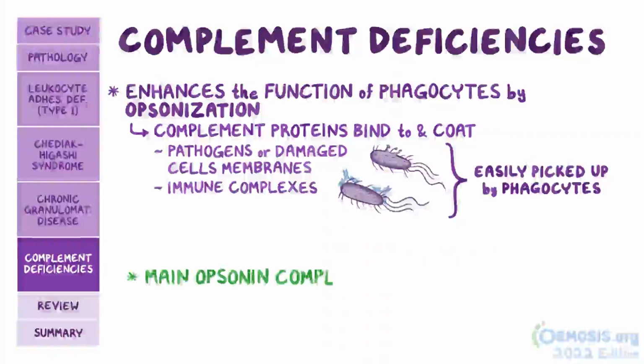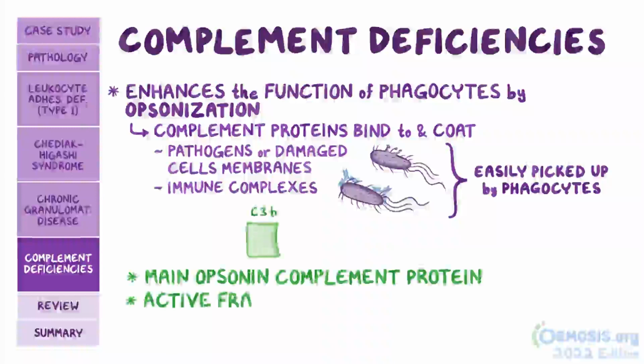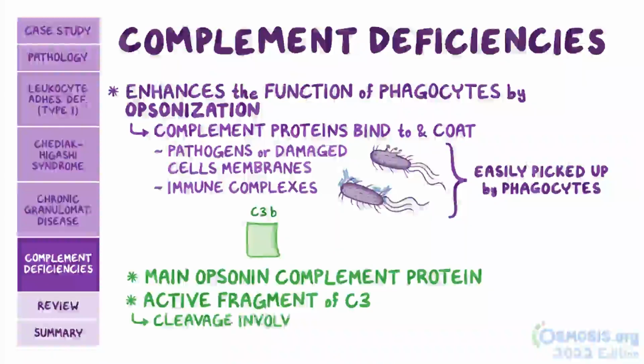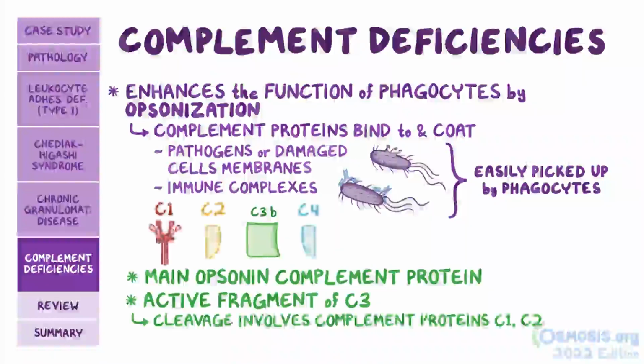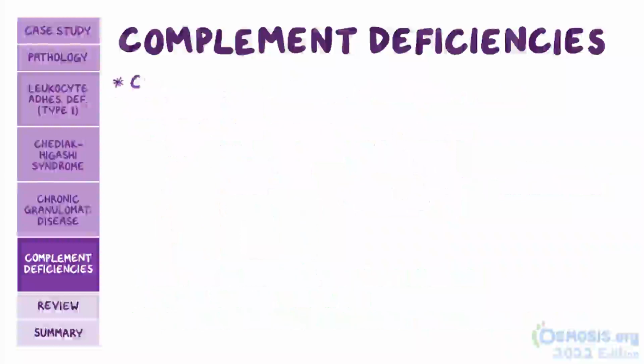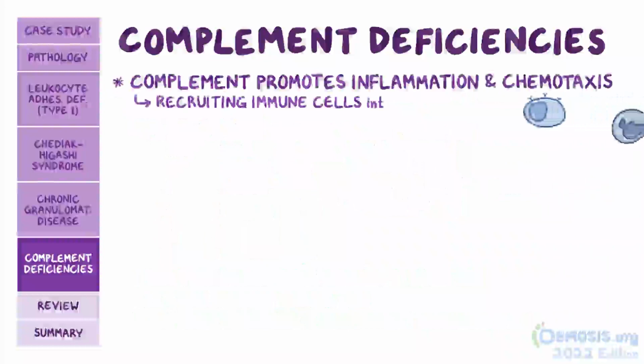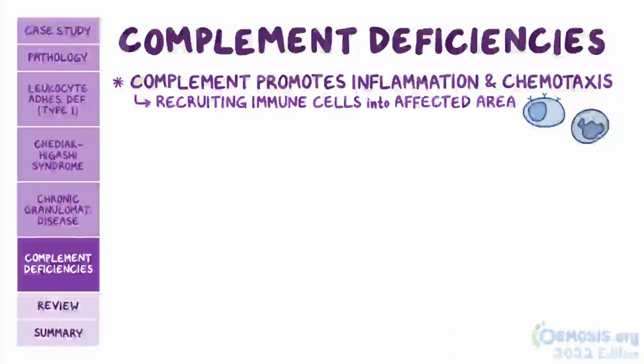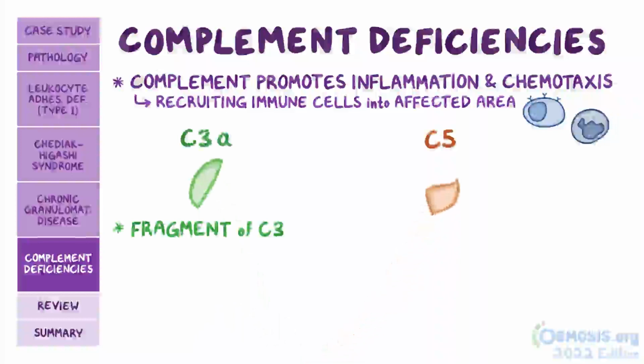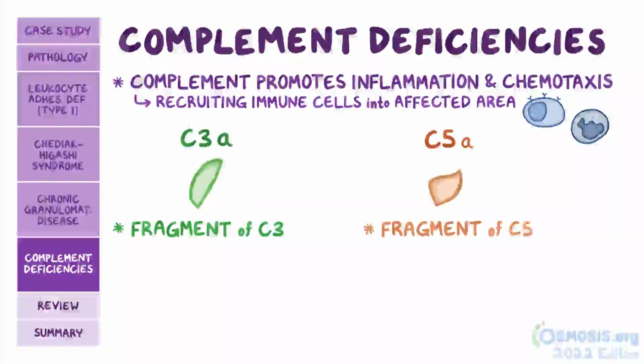The main opsonin complement protein is C3b. This is an active fragment of C3, and its cleavage involves complement proteins C1, 2, and 4. And so C1 to 4 are called the early components of the complement system. Second, the complement promotes inflammation and chemotaxis by recruiting immune cells into the affected area, which is mainly carried out by C3a. That's a fragment of C3, as well as C5a, which is a fragment of C5.